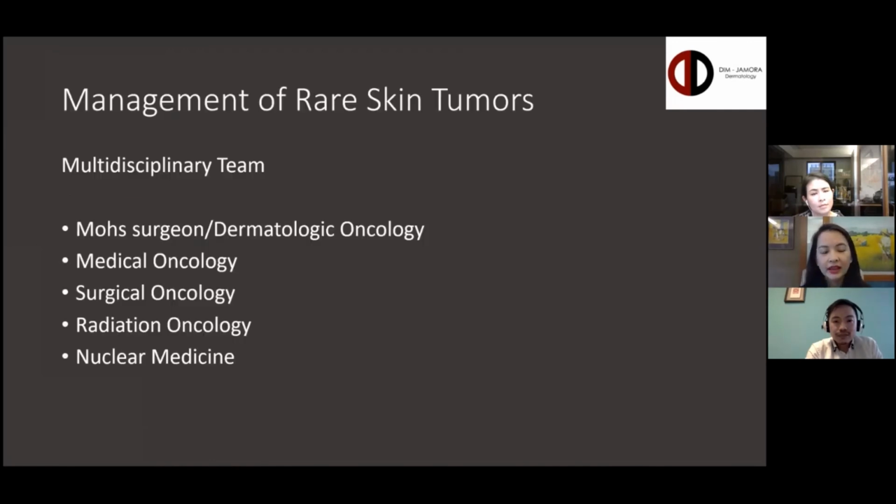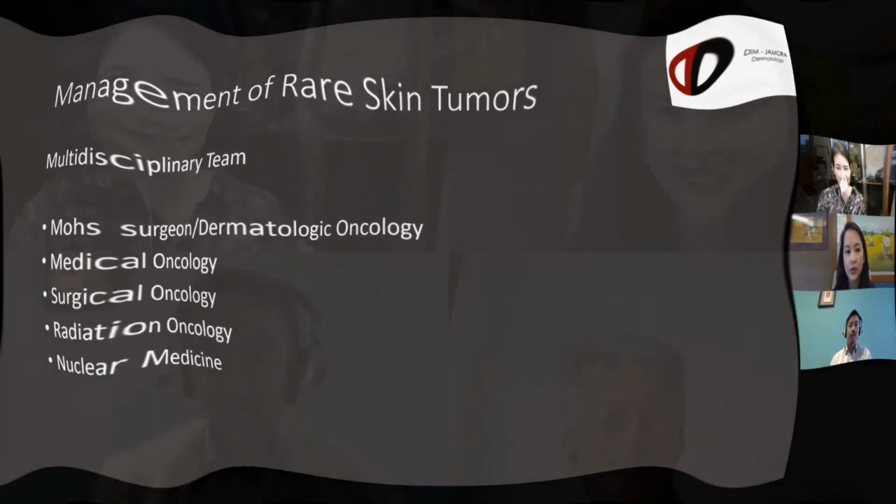At the Makati Medical Center and Medical City Ortigas here in the Philippines, we have a multidisciplinary team approach to treating these rare skin tumors, which includes a Mohs surgeon who is adept at dermatologic oncology, medical oncology, surgical oncology, radiation oncology, and of course, nuclear medicine.